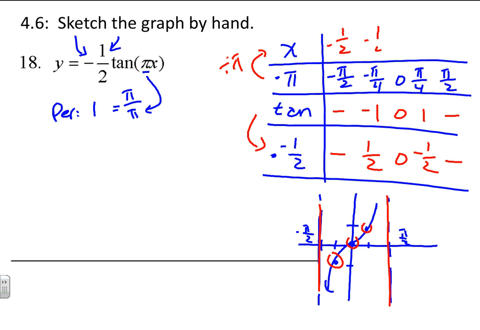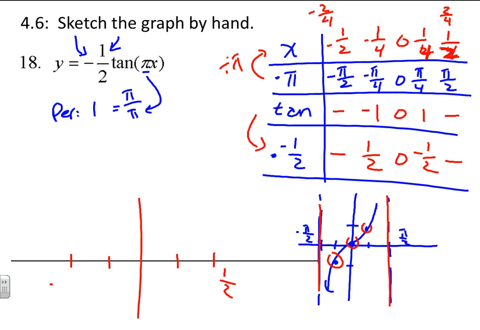-1/2, -1/4, 0, 1/2, and 1/4. Oops, that's wrong. 1/4, excuse me, and 1/2. So I'm just going to count by 1/4. You might want to put -2/4 up above. -2/4 here, +2/4 there. But I'm going to count by 1/4. 1/4, 2/4.